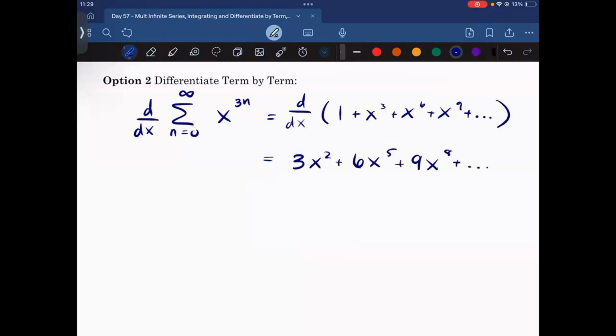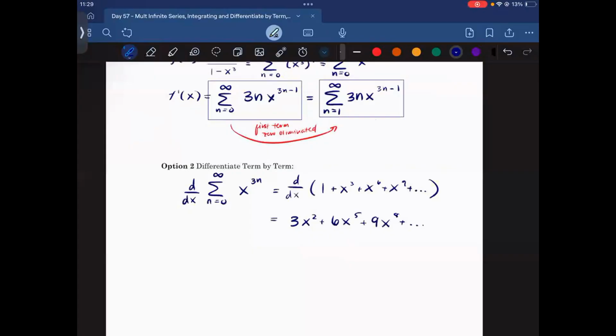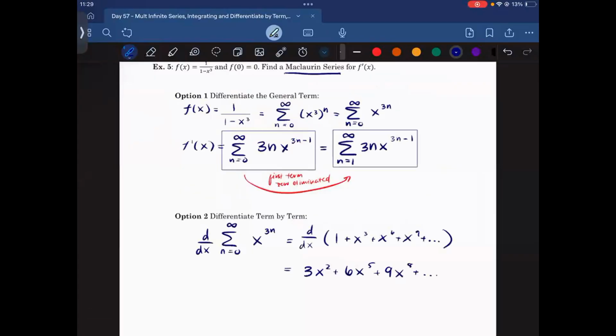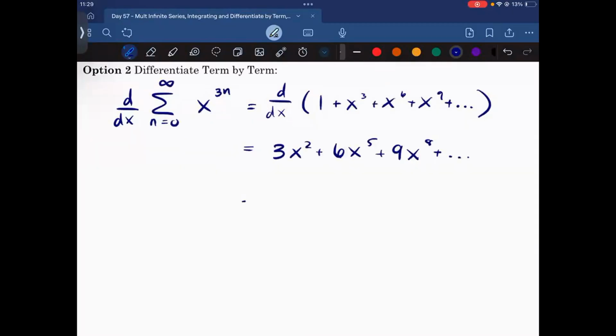And we're going to put that back into a series because it does ask us here to find a Maclaurin series for it. So I see a 3, 6, 9. That means I'm going to have to be multiplying something by 3.